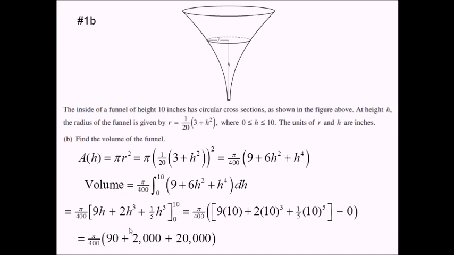And then adding all of this together, this is going to be, let's see here, 22,090 pi over 400, which I can reduce to, let's see, take a 0 off of all of these. So this is actually going to be 2,209 over 40 with a pi on top. And don't forget the cubic inches.